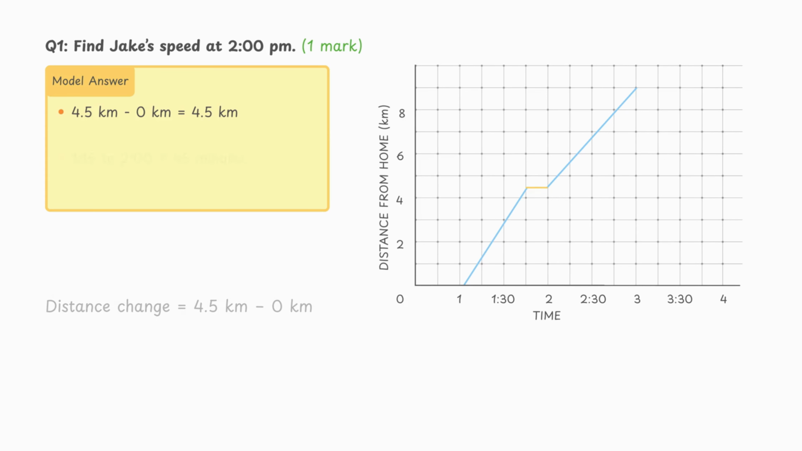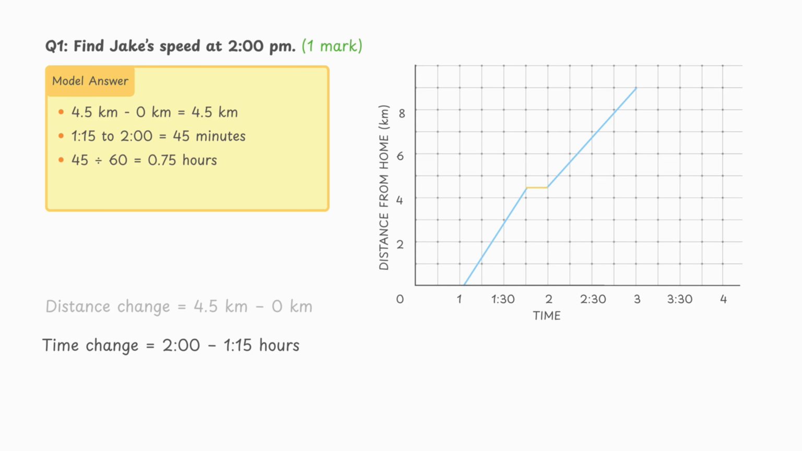Now let's look at the time taken. From 1:15 to 2:00 is 45 minutes. But remember, speed is usually measured in kilometers per hour. So we must convert 45 minutes into hours. 45 minutes is equal to 0.75 hours.